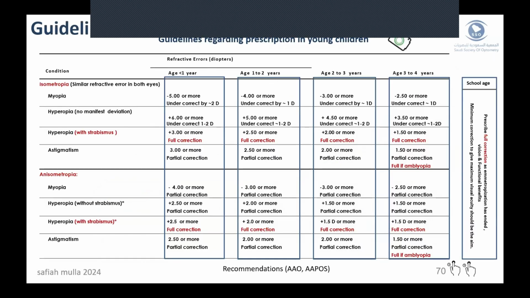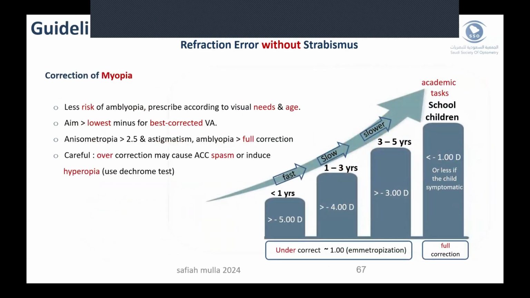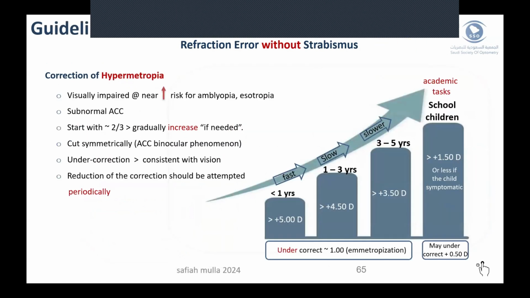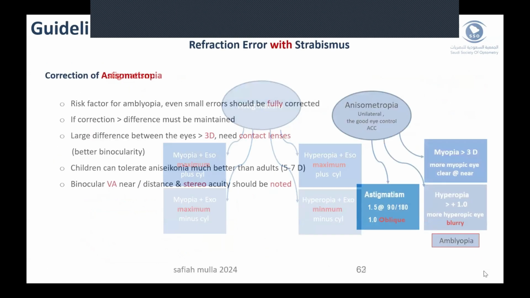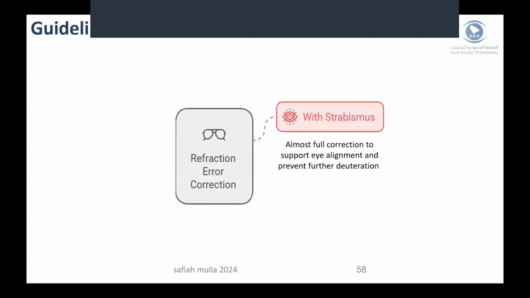Okay, sorry, got a bug there. Let me go back. I want to show you something. We said here in the hyperopia, you always give with the astigmatism. I want to show you the table so you understand what I'm saying.